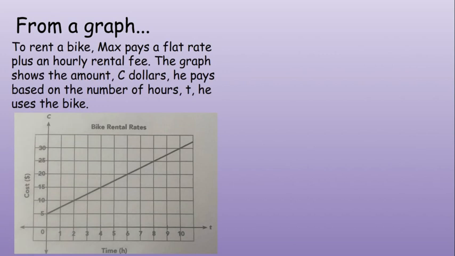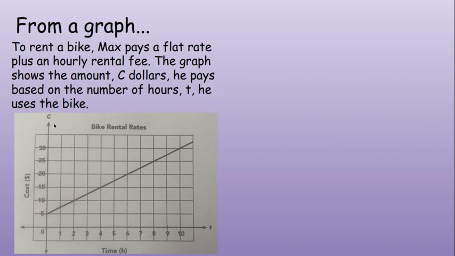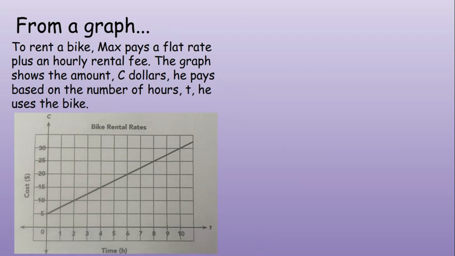Next, we are going to find this same information or be able to write a linear function rule from a graph. So to rent a bike, Max pays a flat rate plus an hourly rental fee. The graph shows the amount, C dollars, he pays based on the number of hours, t, he uses the bike. As you can see in this one, we are not using y and x. But I can see that my y-intercept is represented with C. My x-axis is represented by the variable t. So instead of y equals mx plus b, we're going to have c equals mt plus b in a sense.